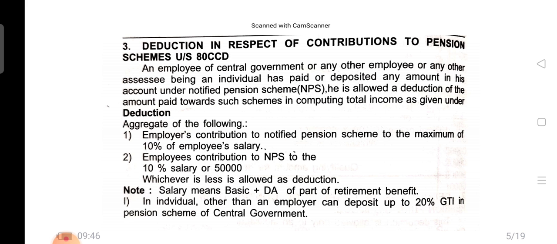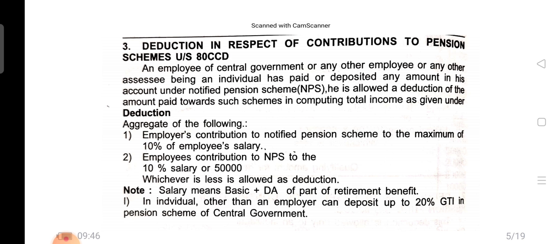Third is deduction in respect of contribution to pension scheme, right? If anybody has invested in a pension scheme, apart from pension funds, there are pension schemes also available. It is given in section 80CCD. An employee of the central government or any other employee or any other assessee being an individual who has paid or deposited any amount in his account under the notified pension scheme, we call it NPS, is allowed a deduction of the amount paid towards such schemes in computing total income.